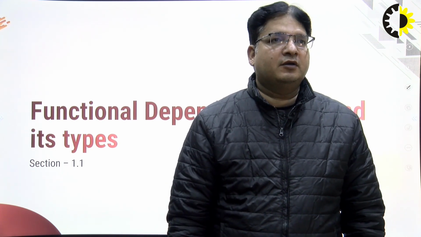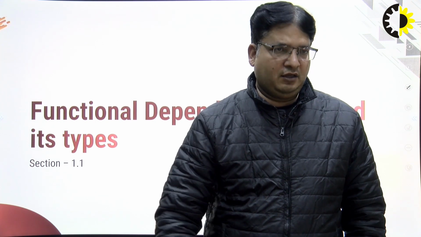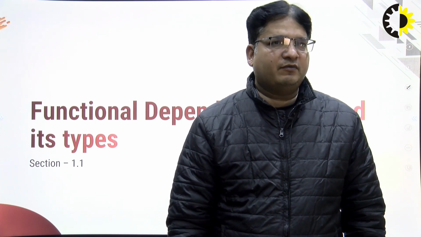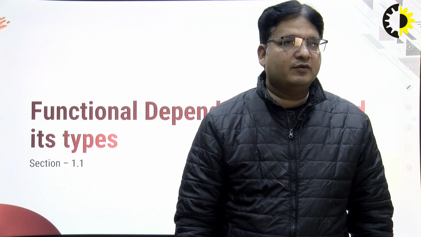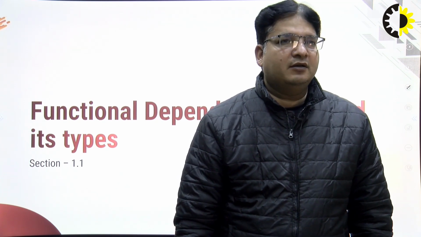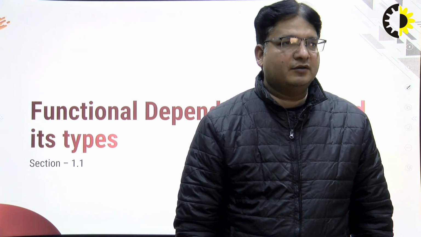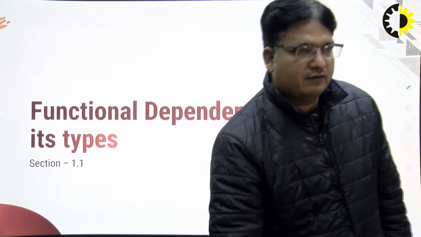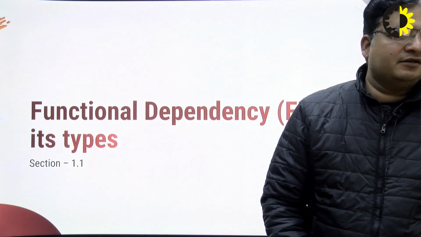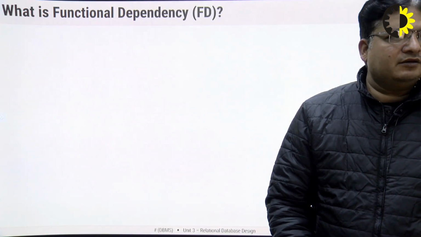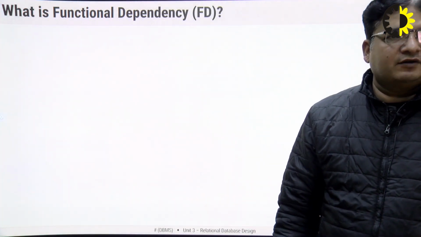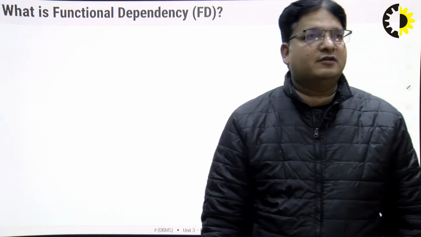So, in order to achieve that, first of all, we should know what the FDs are, which type of FDs we need to remove in order to accomplish the motive of normalization. So, first we shall be studying functional dependency and its types. Let us learn one by one. First, we will be discussing what is functional dependency.